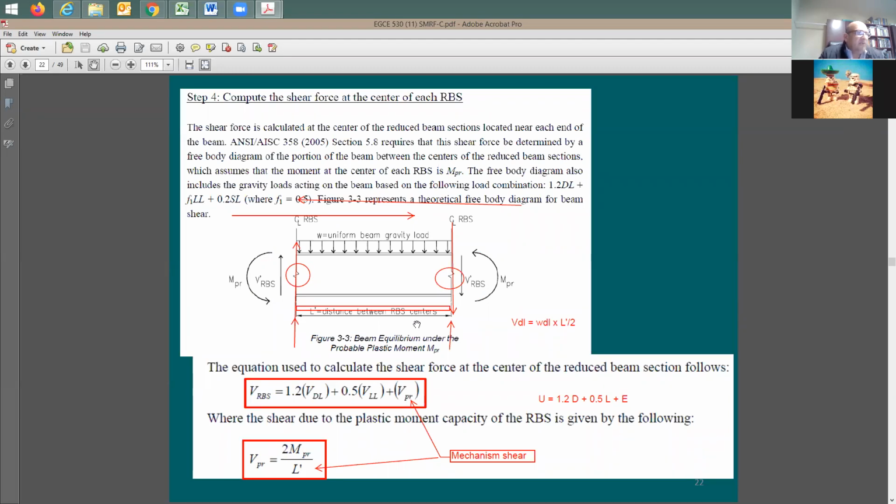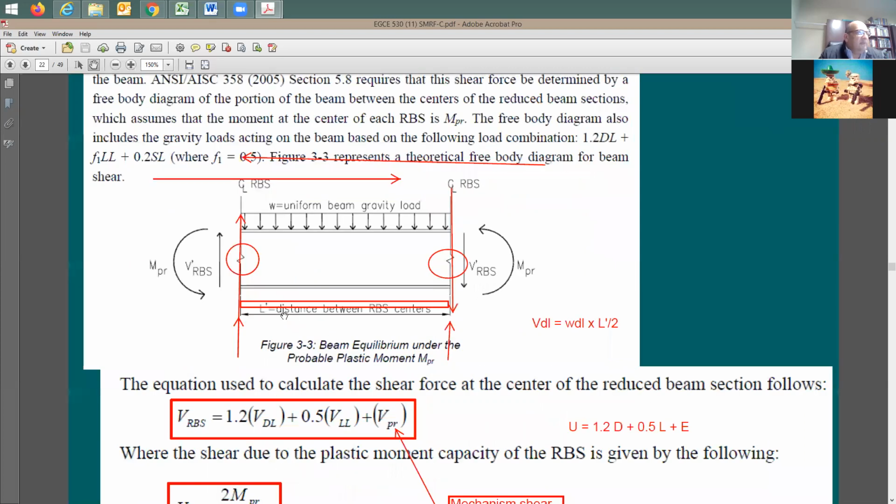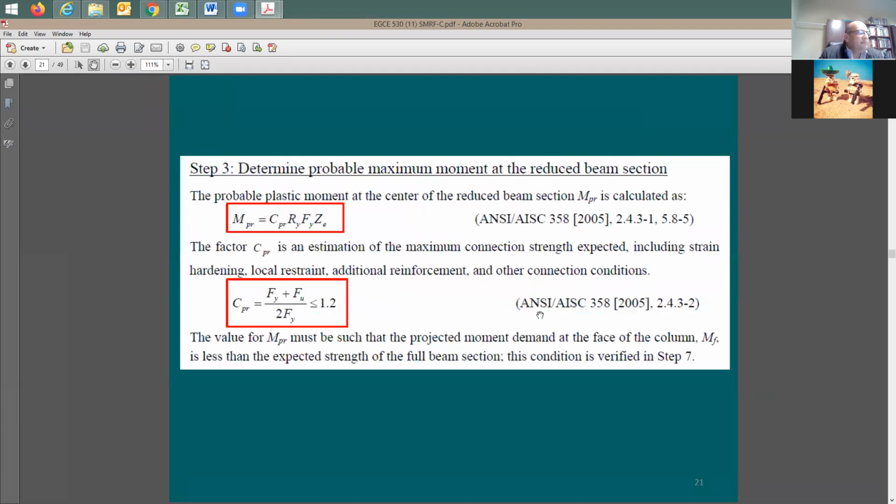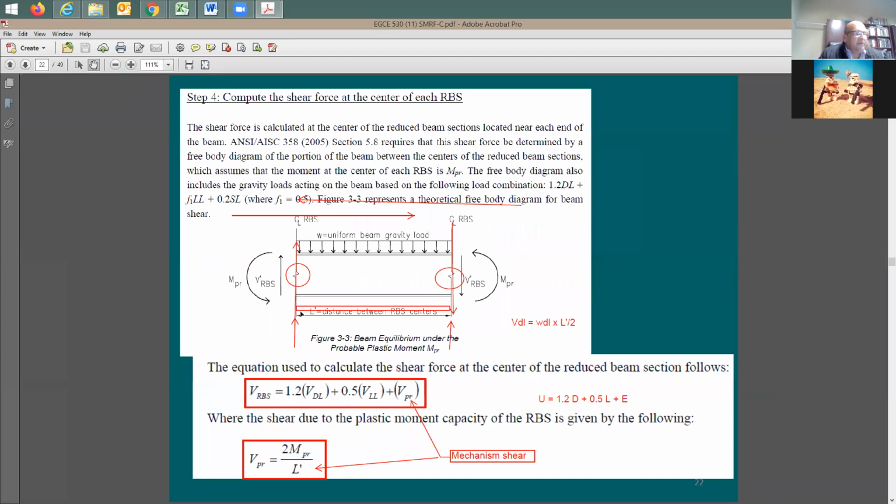Someone's going to say, where's the center to center? Because look at this. It says distance between RBS centers. Yeah, so this can be the RBS center. So sometimes when you say center to center, it's going to be center to center of what? Of the column or the hinge. Now the first one, L sub 0, is going to be from center line to center line of the column. The second one, L prime, is going to be from center of hinge to center of hinge. So this is going to be from center of hinge to center of hinge.